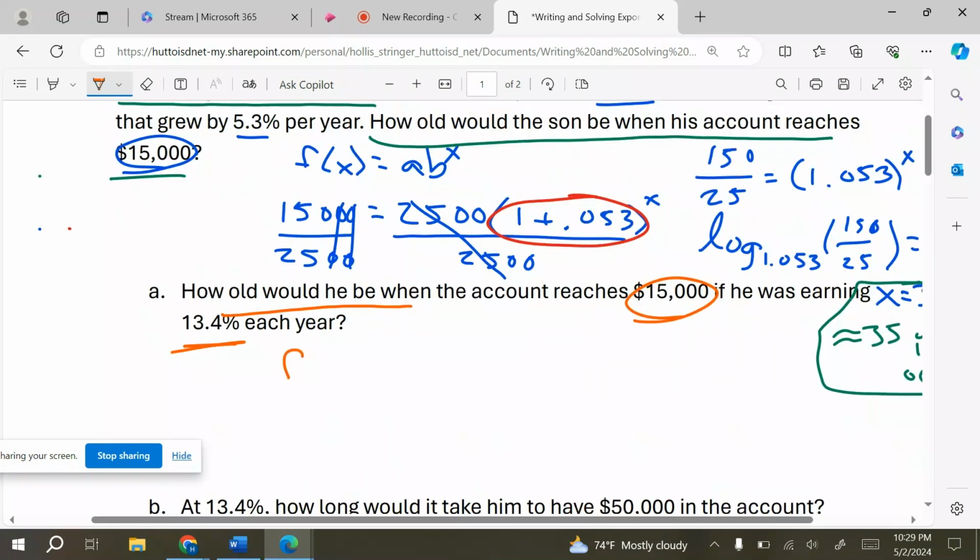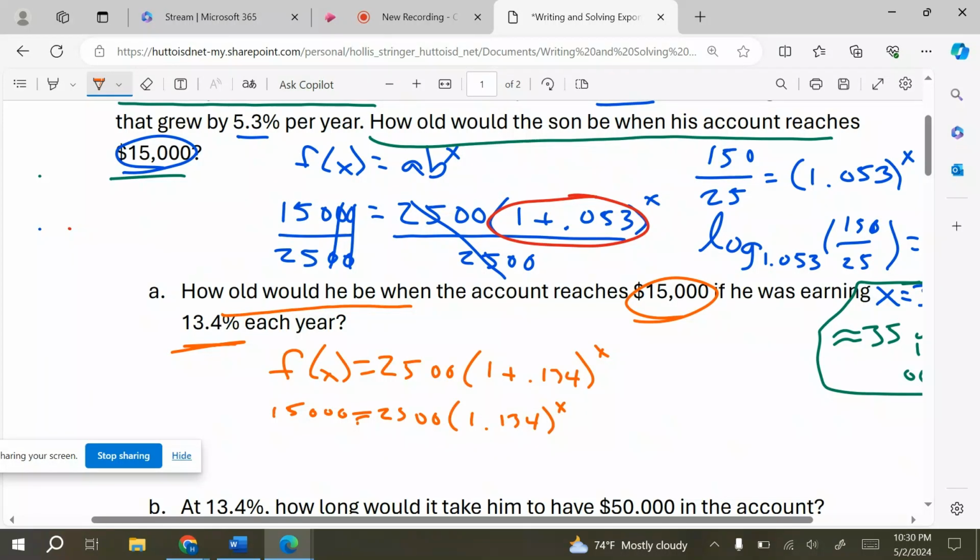So we're going to go f of x equals, I still started with the same number, which would be 2,500. But now I'm growing by 13.4%. So 1 plus 0.134 raised to some x value. And I'm going to go ahead and put everything together. So we said 15,000 equals 2,500 times 1.134 raised to some x value.